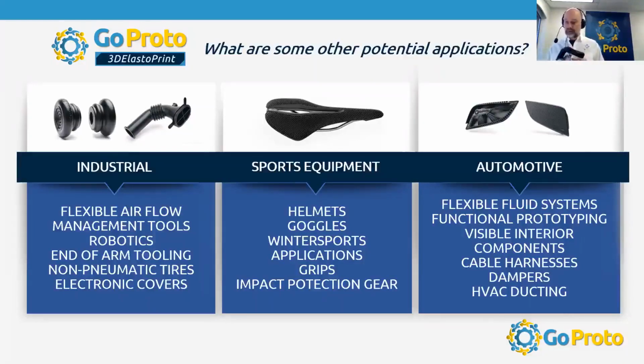Non-pneumatic tires is important for industrials and automotive. Electronic covers I talked about. We've got a great little electronic cover here that's a nice material example. Sports equipment, Rebecca mentioned lightweight. That's important because obviously sports equipment is something you're going to be wearing, helmets, goggles. Winter sports, it has that cold weather impact resistance capability. Lightweight is really important. You can make parts that are incredibly light that may have been heavier in other materials or heavier because of other manufacturing processes.